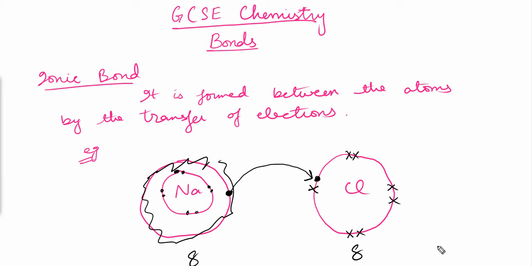Okay, so if there are 2 electrons in the outermost shell of an atom and there are 6 electrons in the outermost shell of another atom, then what will happen? The atom with 2 electrons will give its electrons to the atom with 6 electrons in its outermost shell. Alright, so this is the simple example and definition of the ionic bonds.